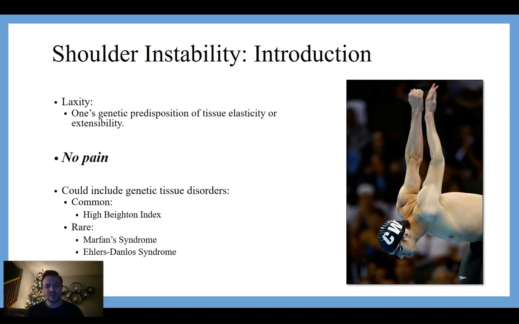They could include genetic tissue disorders like a high Beighton score, and then rare conditions such as Marfan's or Ehlers-Danlos syndrome. Those things take into consideration. You can see Michael Phelps here, obviously with hyper horizontal abduction, as well as elbow extension greater than 10 degrees. Obviously, it's a big angle. You can see that his digits are very long and skinny. I think he may have something like Marfan, some connective tissue disorder.